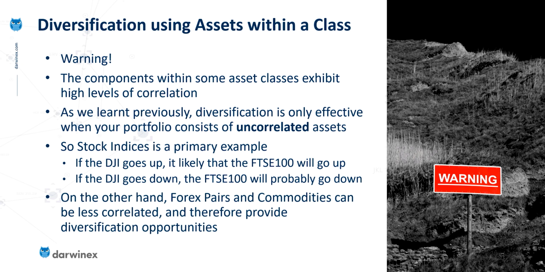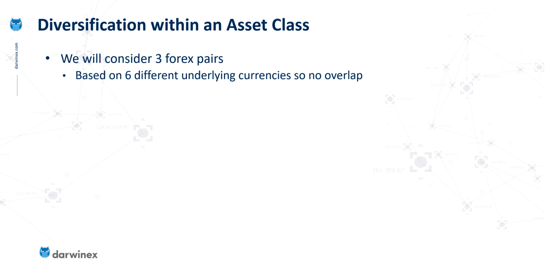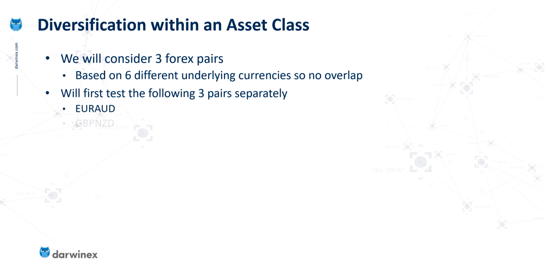But for other asset classes, that's not the case. Often within Forex pairs and also commodities, these are much less correlated, and therefore these do provide diversification opportunities. So the example I'm going to use today will use 3 Forex pairs, all from the same asset class. But I've chosen these carefully so that they have the minimal amount of correlation. To do that, I've made sure that they're based on 6 different underlying currencies. And the pairs that I've chosen are Euro Aussie dollar, Pound New Zealand dollar, and US dollar Japanese yen.